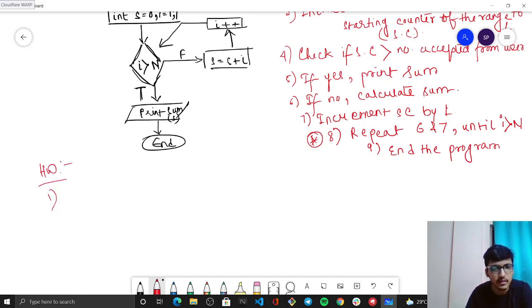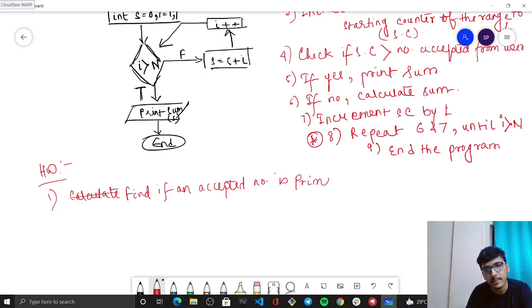Okay, so as usual I will be giving you a few assignments. So the first thing that we have to give is, find if an accepted number is prime or not. This is the first one that you have to write pseudocode for. No need to write the flowchart, only pseudocode.